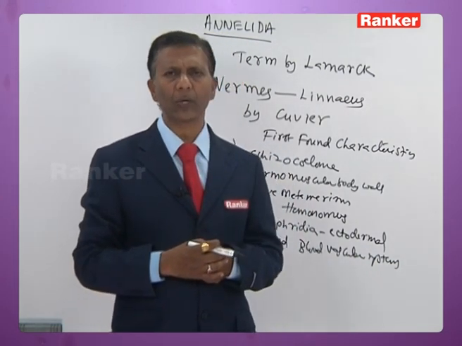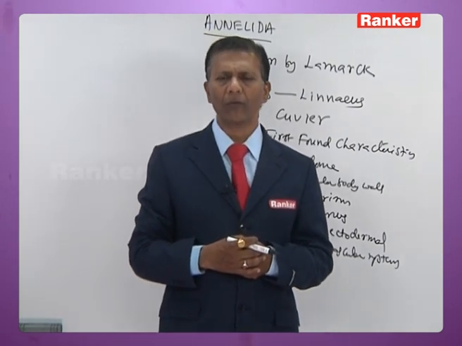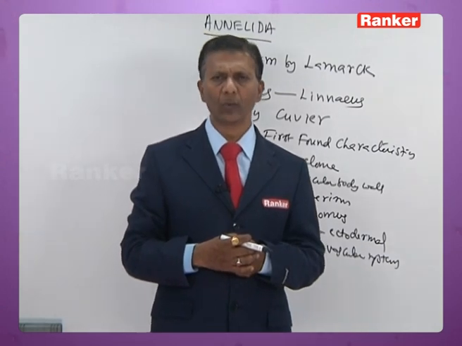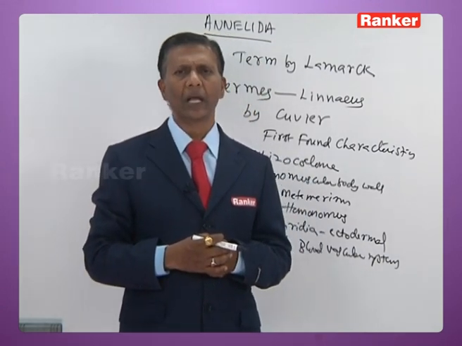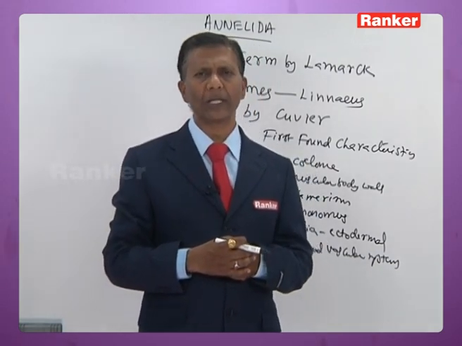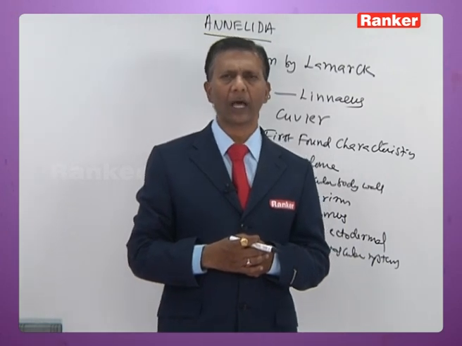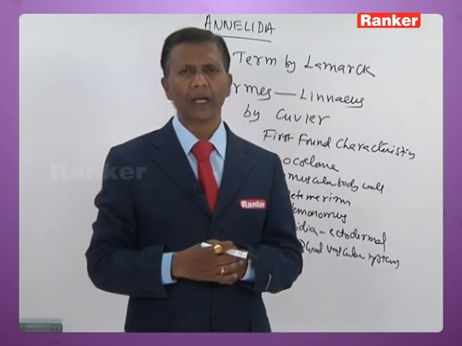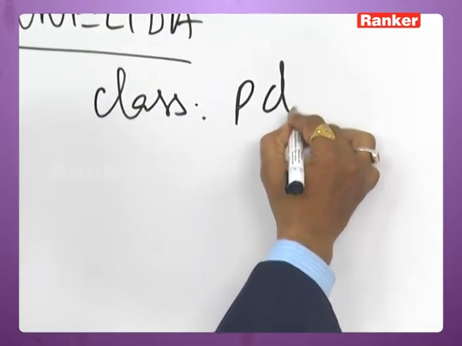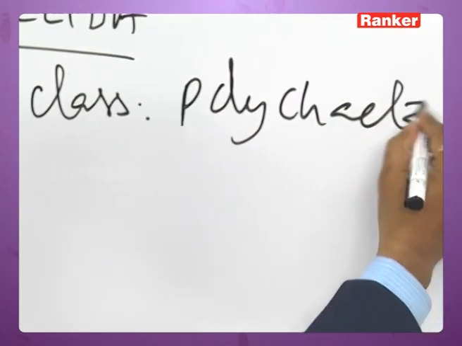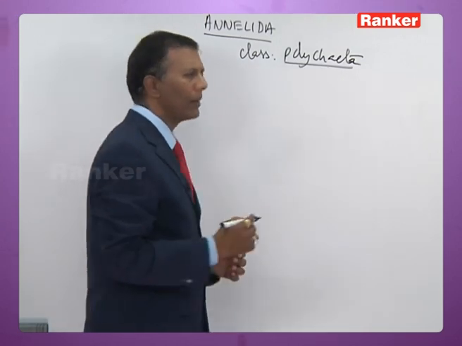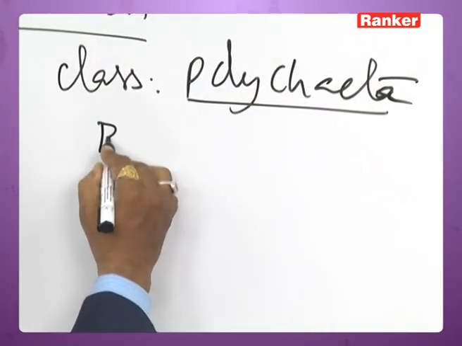Then Annelida is divided into about four classes. Class Polychaeta, class Oligochaeta, class Hirudinea, class Archiannelida. Apart from that, Myzostomaria is also placed under Annelida. So altogether there are 5 classes under Annelida. To start with, Polychaeta. Polychaetes are commonly called bristleworms.